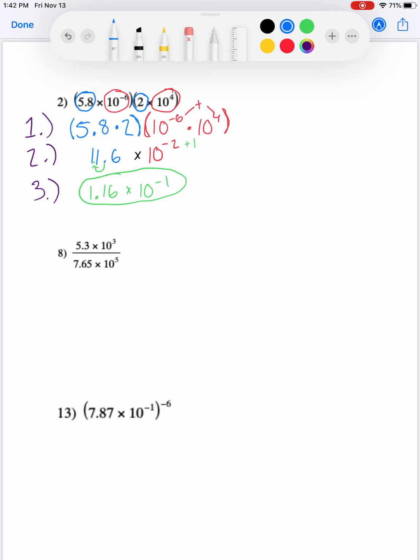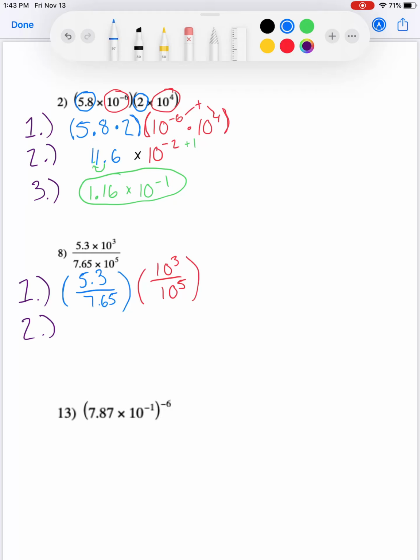For our division, we're going to follow the exact same steps, except we're going to be dividing this time. So I'm going to group my coefficients together and my exponents together. So I have 5.3 divided by 7.65, and that's going to be times my exponents, 10 to the 3rd divided by 10 to the 5th. So that's my first step. I just group them together.